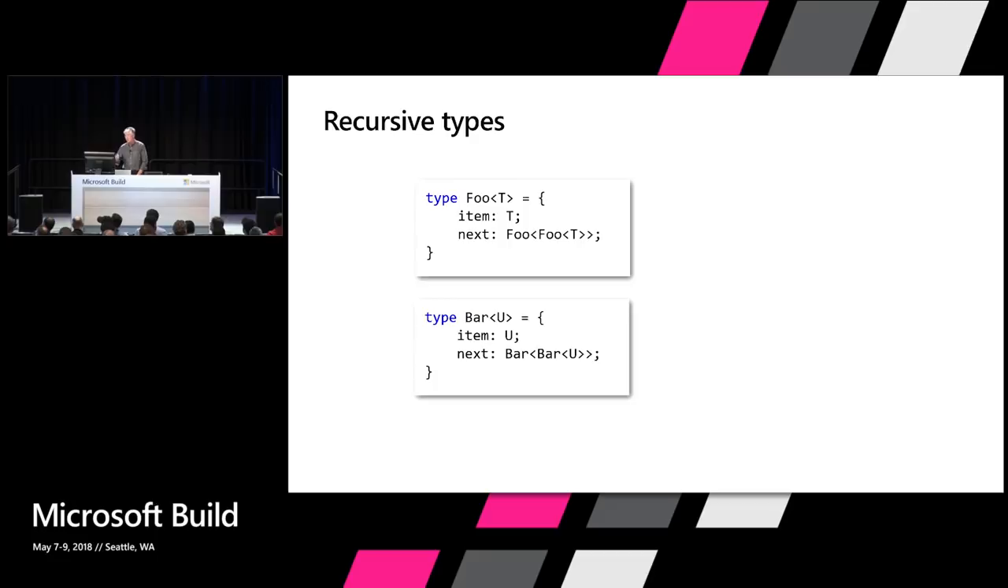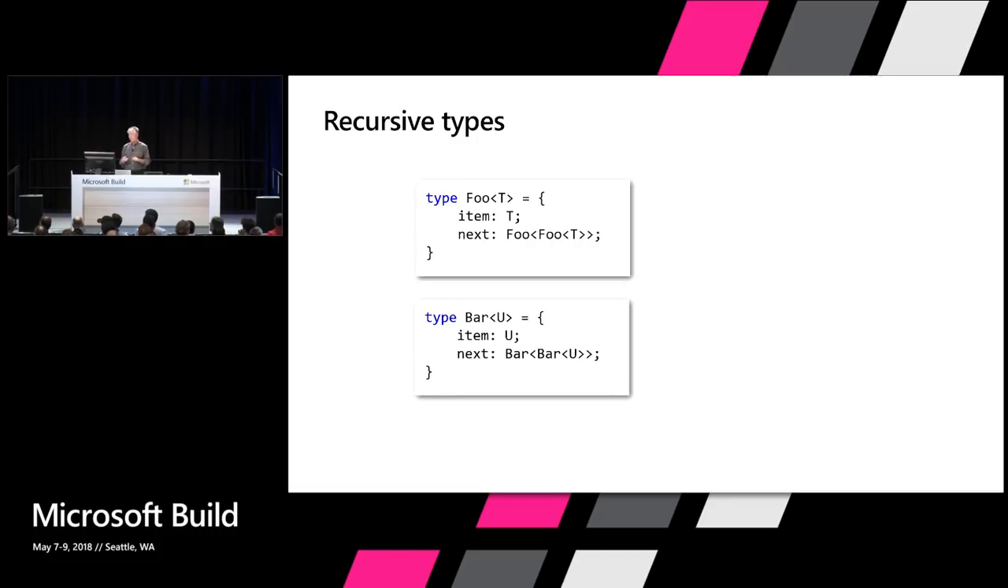Let's say you have 2 types, foo and bar, that are structurally identical, but are defined separately. And now let's say that you assign a bar of string to a foo of string. How does the type checker know that that is okay? Well, in a structural type system, the way you do it is you say, okay, well, let's see, foo of string requires you to have an item property. Does bar of string have an item property? Yes. Does it have the same type? Yes, it's string. That's good.